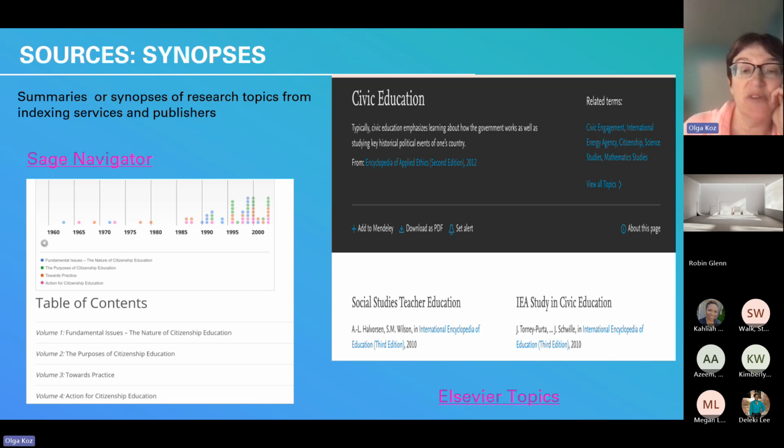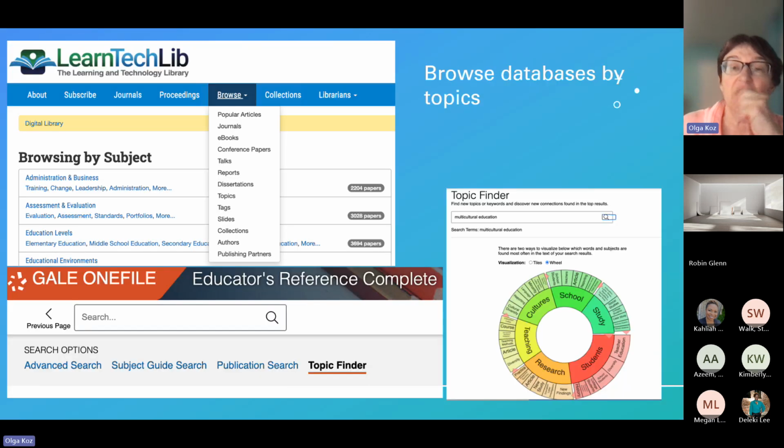It allows a topic finder where you can click on this little carousel and narrow down the broader topics and then smaller topics. So it's like a graphical representation of the themes or topics. And AI.